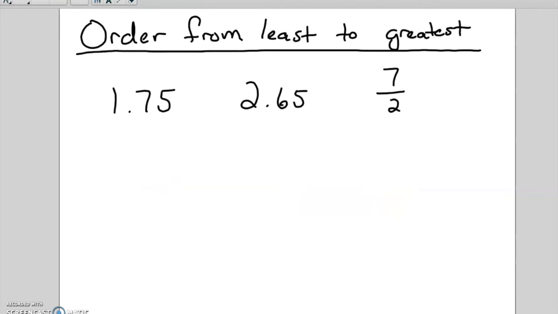This one. Okay. So what's different about this one? Well, we have an improper fraction here, 7/2. The last one here. Okay? Now, what can we do to make this a decimal? You could turn it to a mixed number, then turn that mixed number into a decimal. But there's an easier way.